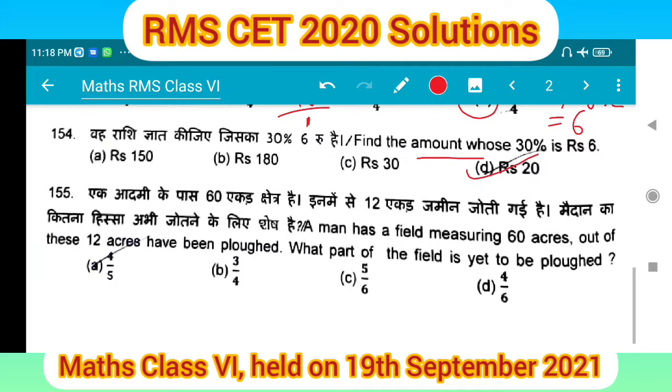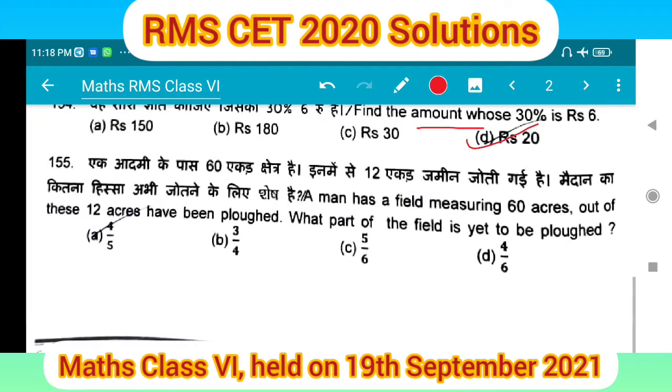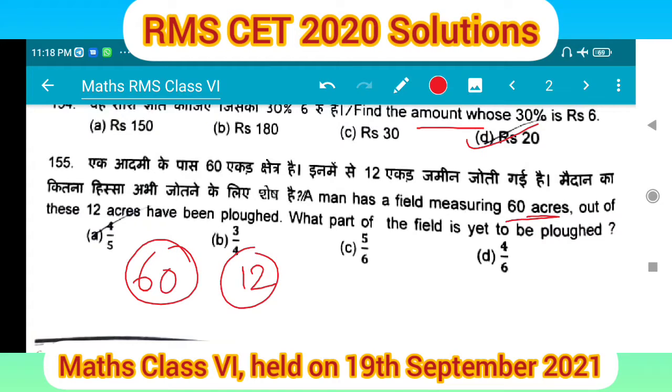Next question. A man has a field measuring 60 acres. Out of these, 12 acres have been plowed. What part of the field is yet to be plowed? Total is 60 acres, and out of 60, 12 acres have been plowed.